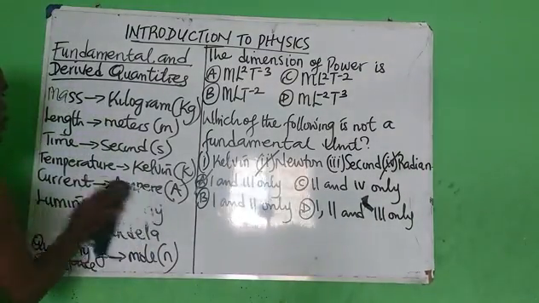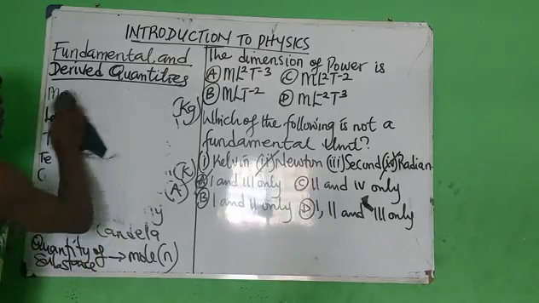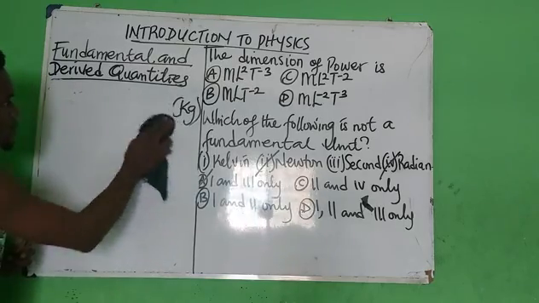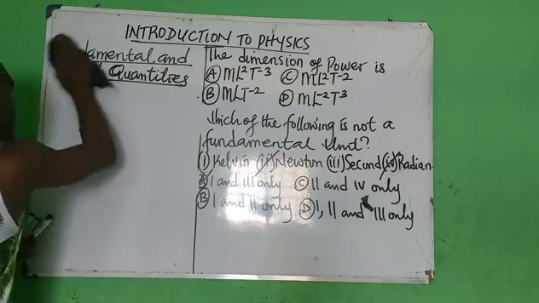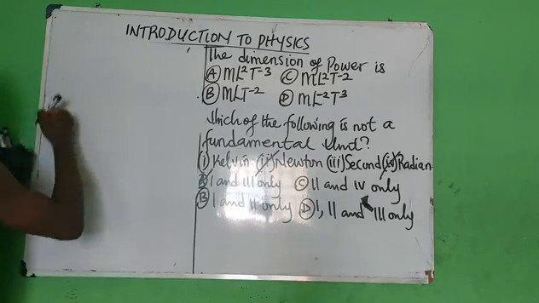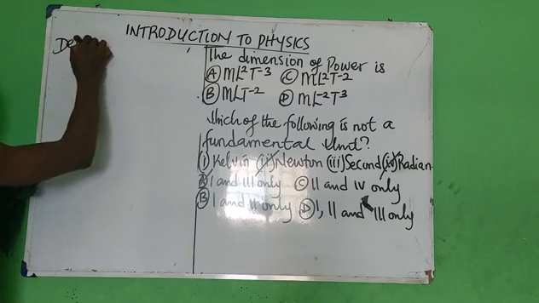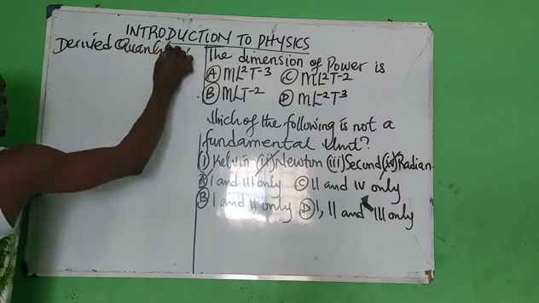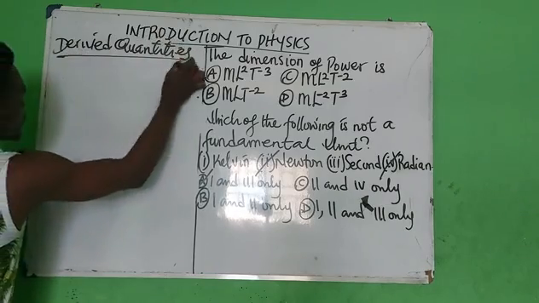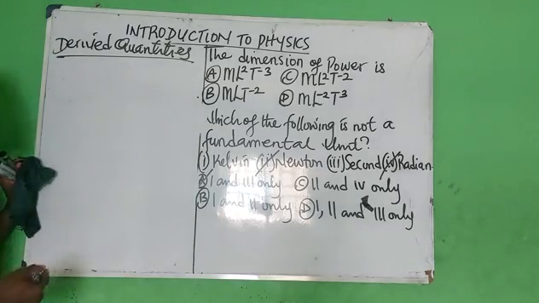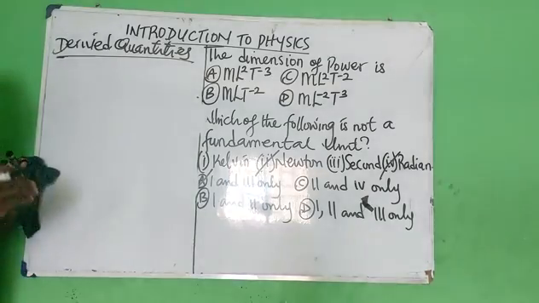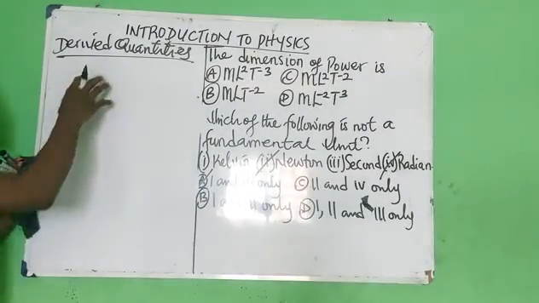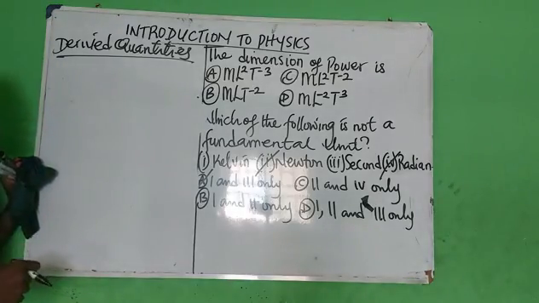So the next one we're looking at are derived quantities. As the name implies, derived quantities. What are derived quantities? Derived quantities are quantities that depend on the fundamental quantities, all right? That is to say that they are gotten from the fundamental quantities.